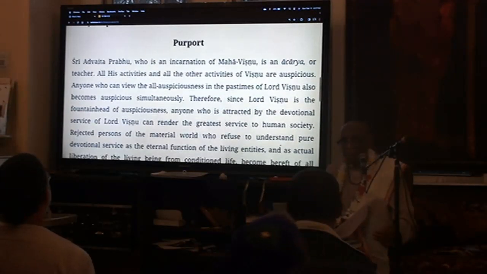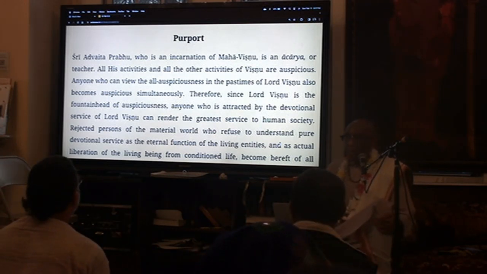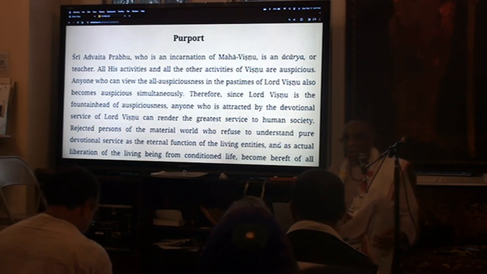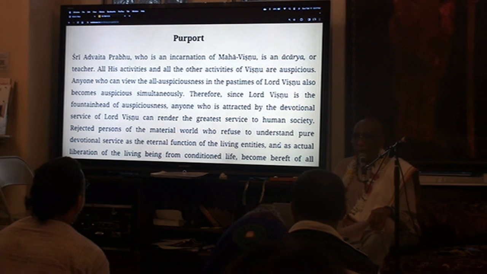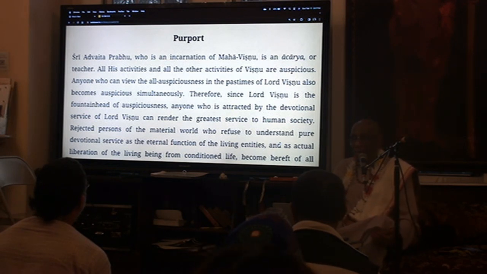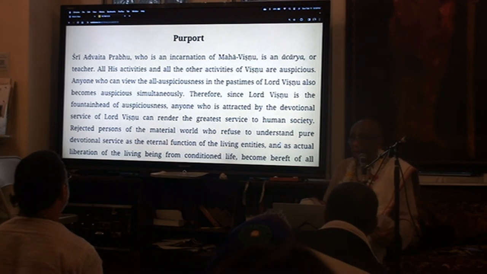Purport. Sri Advaita Prabhu, who is an incarnation of Mahavishnu, is an acharya, or teacher. All his activities and all the other activities of Vishnu are auspicious. Anyone who can view the all-auspiciousness in the pastimes of Lord Vishnu also becomes auspicious simultaneously. Therefore, since Lord Vishnu is the fountainhead of auspiciousness, anyone who is attracted by the devotional service of Lord Vishnu can render the greatest service to human society.